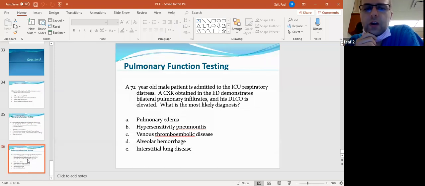So alveolar hemorrhage. Pulmonary edema, by the way, decreases DLCO. Congestive heart failure, early on, increases DLCO, but later, when there's pulmonary edema, it decreases DLCO. Hypersensitivity pneumonitis decreases DLCO because it's interstitial lung disease. PE decreases DLCO, and interstitial lung disease decreases DLCO.